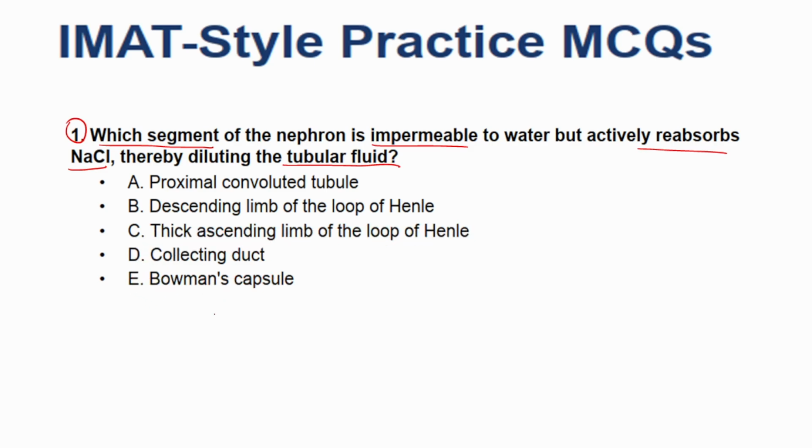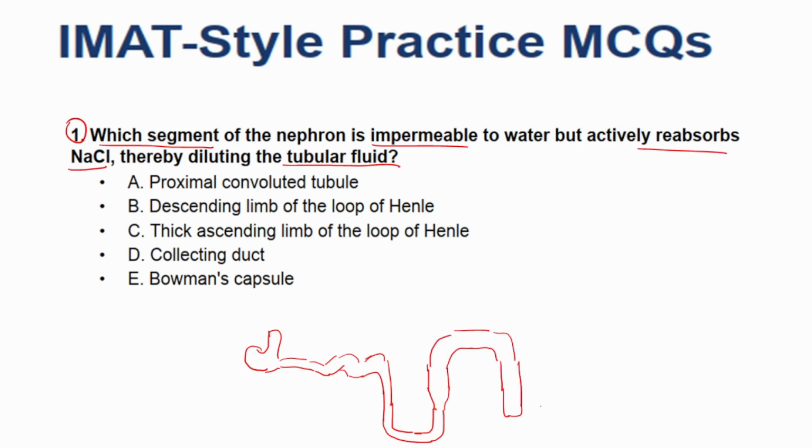The structural configuration of the loop of Henle relies on a stark functional asymmetry between its segments. Let's say this is Bowman's capsule, then proximal convoluted tubule, then descending limb of loop of Henle, hairpin loop of Henle, then ascending thin limb and ascending thick limb of Henle. And finally it becomes DCT and it exits as collecting duct.